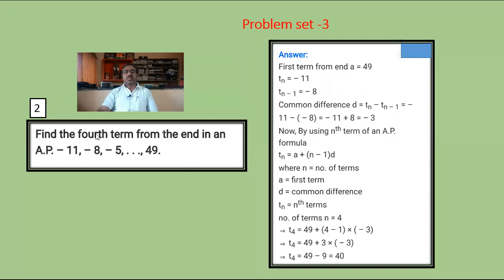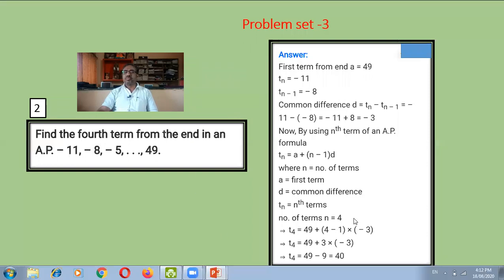To find the fourth term from the end, n is equal to 4. t4 is equal to 49 plus 4 minus 1 multiply minus 3, which is 49 plus 3 multiply minus 3, that is 49 minus 9, equal to 40. Therefore, the fourth term from the end is equal to 40.